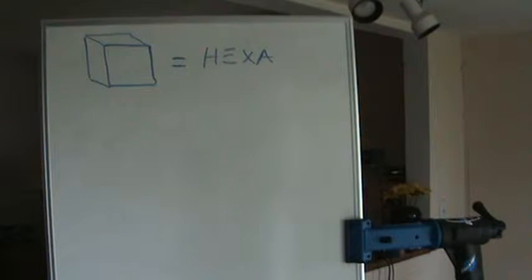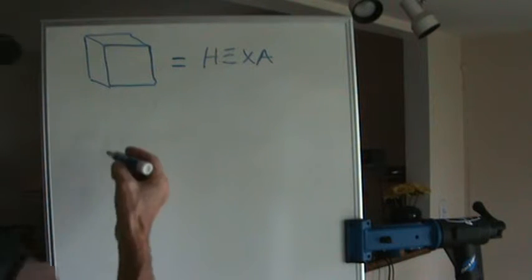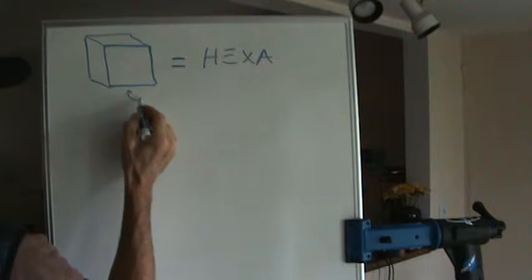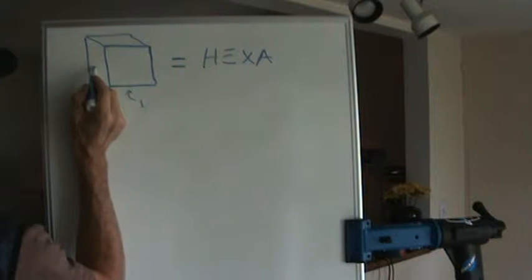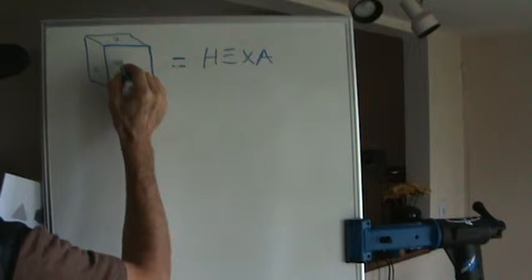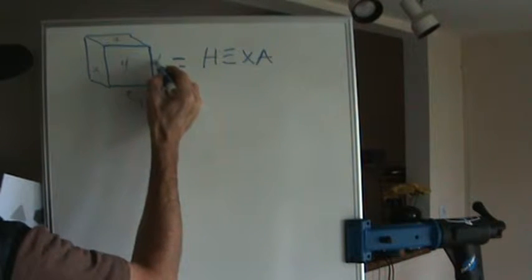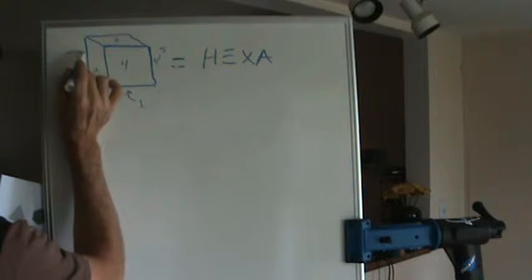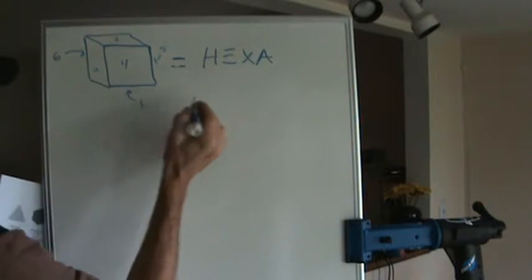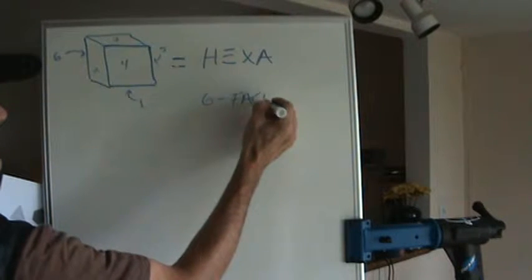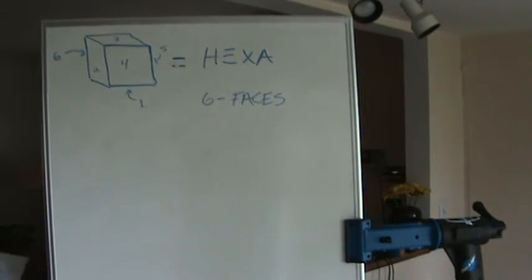Okay. Hexahedron. And that has, we've got one face there. This is two. Here's three, four. That's five. And round back. That's six. So there it's six faces.